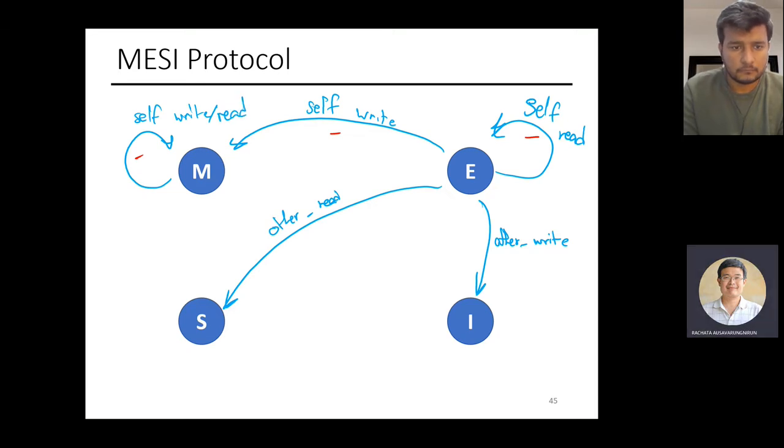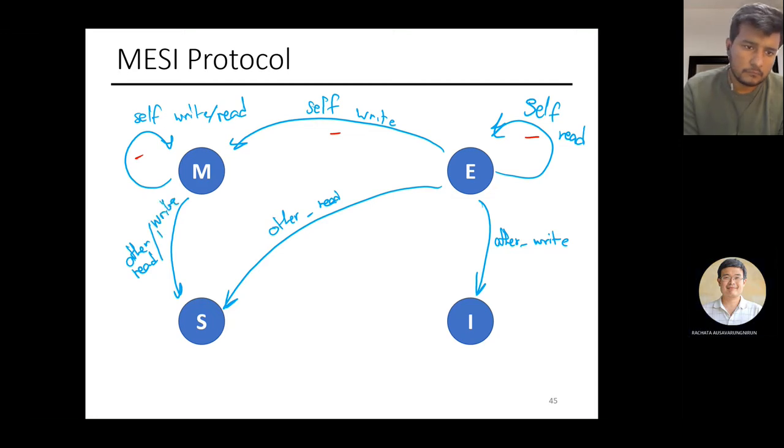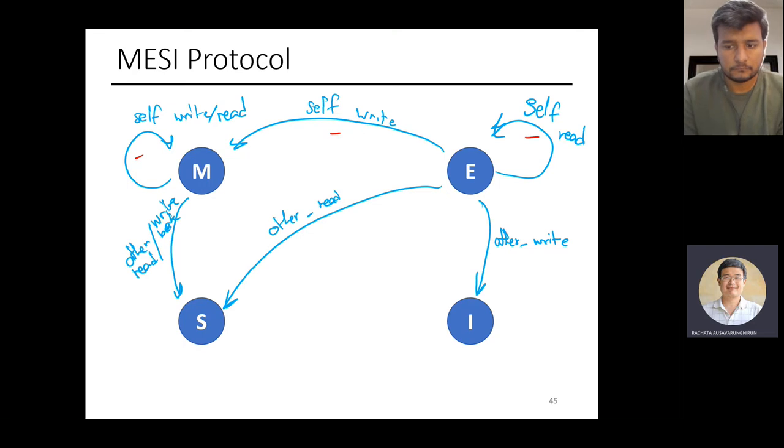If I'm in a modified state and someone reads this cache block, I have to transition to the shared state, on other read. And I would also have to perform the write back, because I need to make sure that someone gets the correct cache block. If someone else writes to the cache block, then I'm going to transition to invalid, because that person has the most updated copy of the data. I don't have the most updated copy anymore.